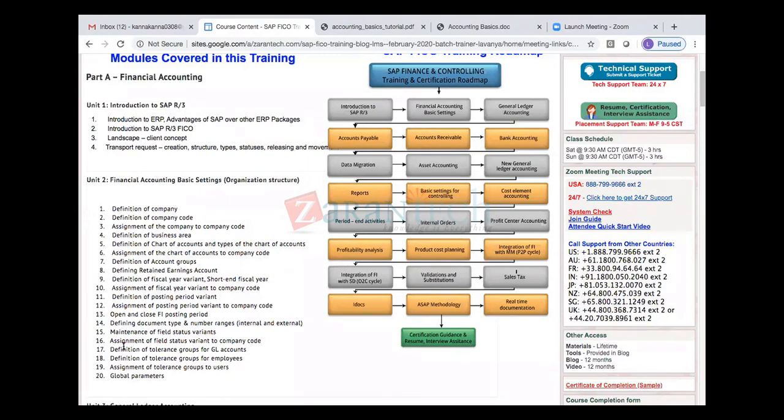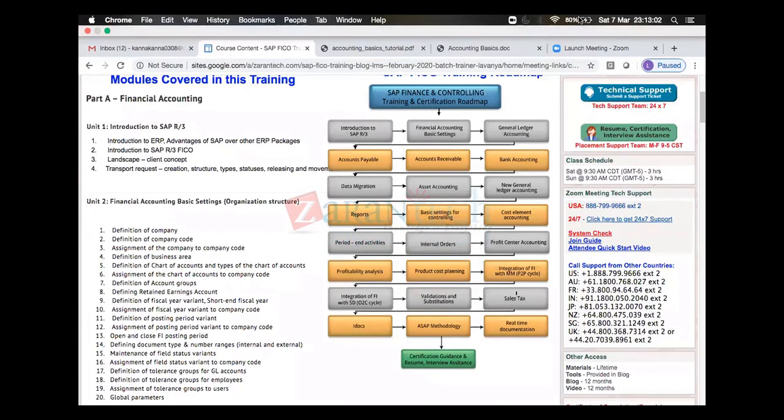Any other thing, anyone? Okay, if no questions, I think we can wind up, because here it is already 11. Yeah, correct. We can.